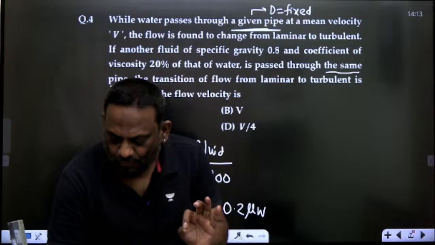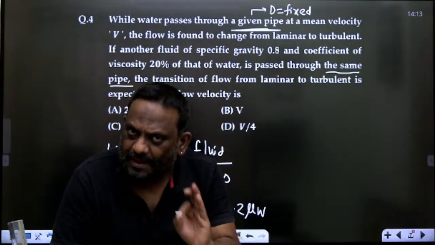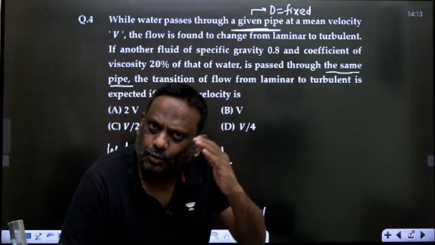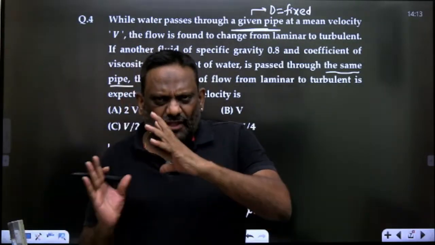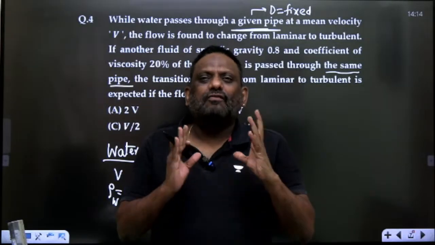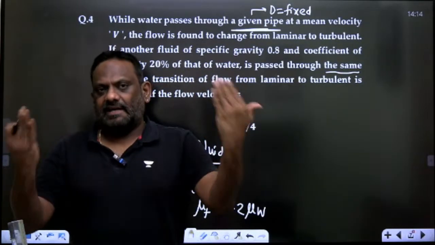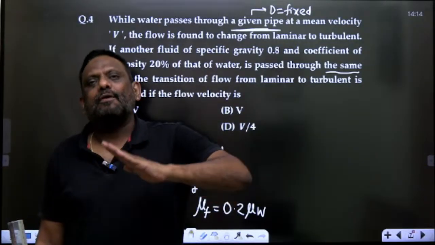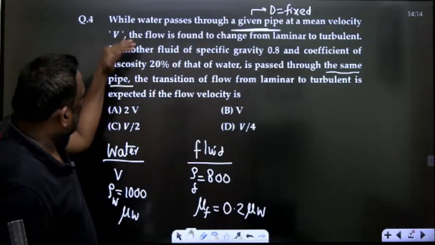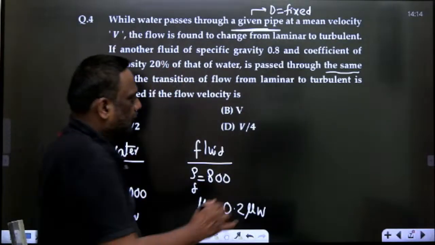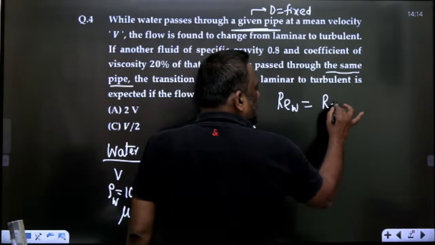The transition of flow from laminar to turbulent is expected to occur. It is a pipe flow, sir. So when the fluid is flowing through a pipe, the flow from laminar to turbulent occurs at a Reynolds number of 2000. So whenever the flow is undergoing transition, what will be fixed? Reynolds number is fixed. So in both pipes, the transition is occurring, means the flow is changing from laminar to turbulent. So what will be constant? Reynolds number. So you equate Reynolds number in water pipe to Reynolds number in fluid.